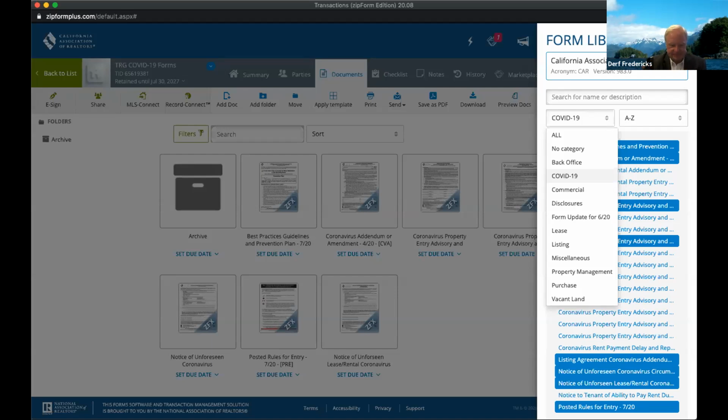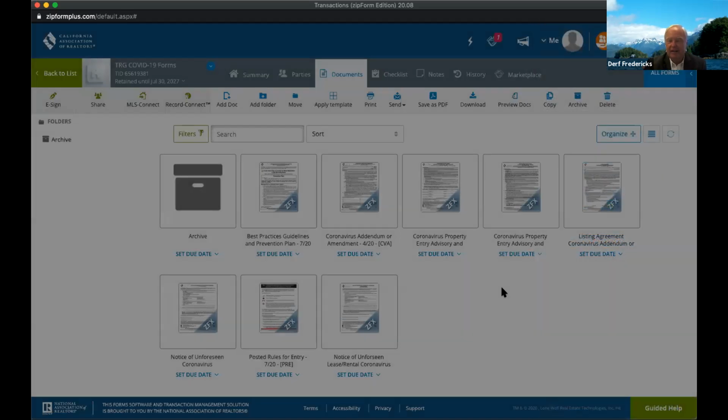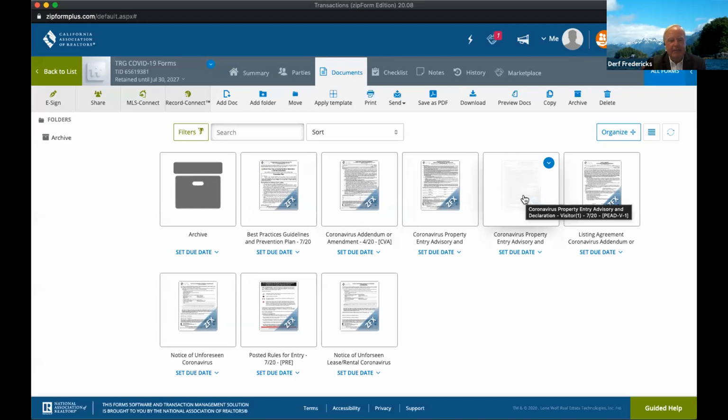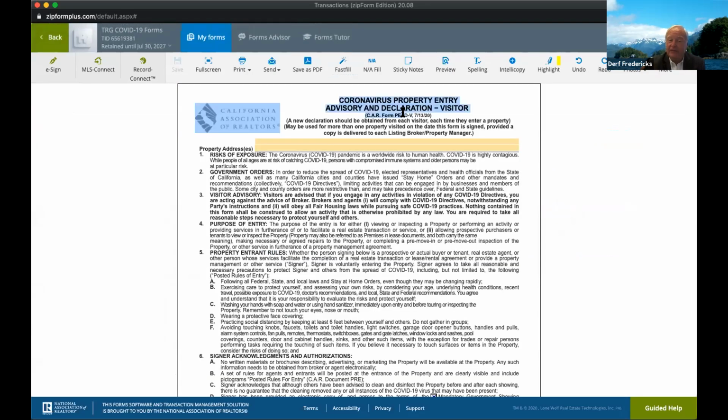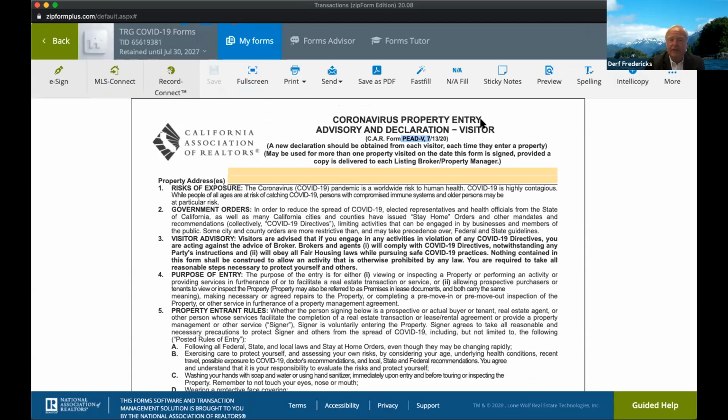First off, when you have a buyer, the first thing that you need to do is have that buyer sign that PEAD-V. So the PEAD, that stands for the Property Entry Advisory and Declaration. And the V stands for visitor. So the difference is that there's one that the seller will talk about later, and that's the PEAD-S, and it's a completely different form.